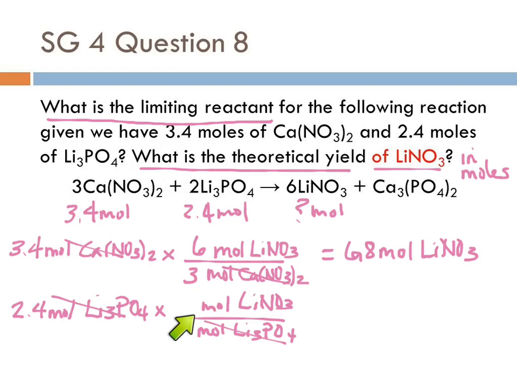Again, this is a mole ratio. The numbers come from the equation. In front of lithium phosphate is the number 2, so that goes here in front of lithium phosphate. In front of lithium nitrate is the number 6, and so that goes here. I think this comes out to 7.2 moles of lithium nitrate.